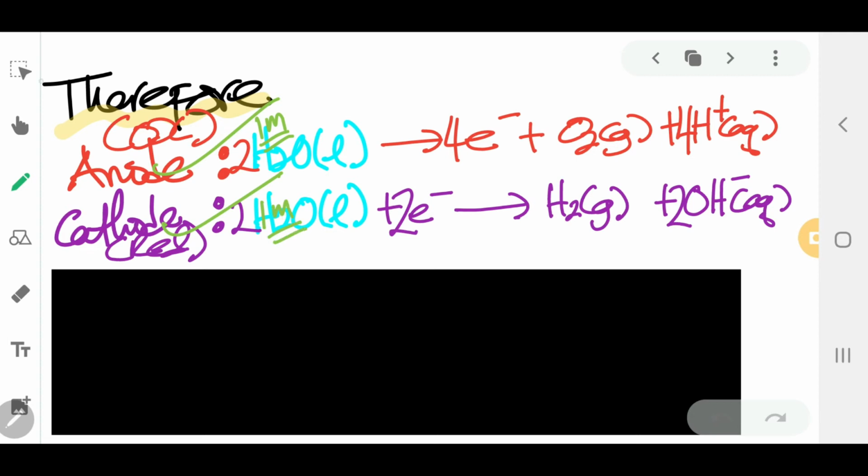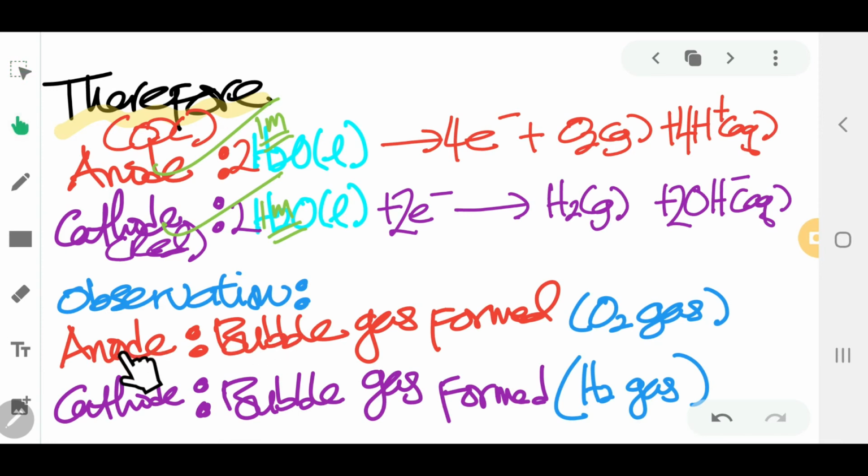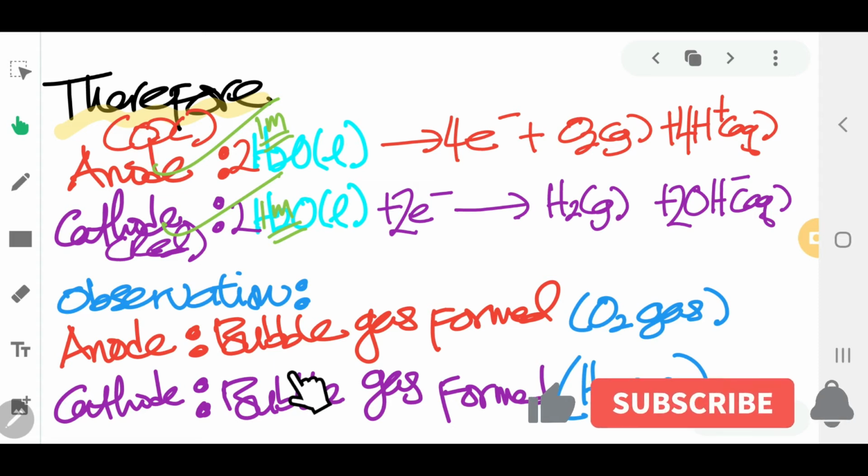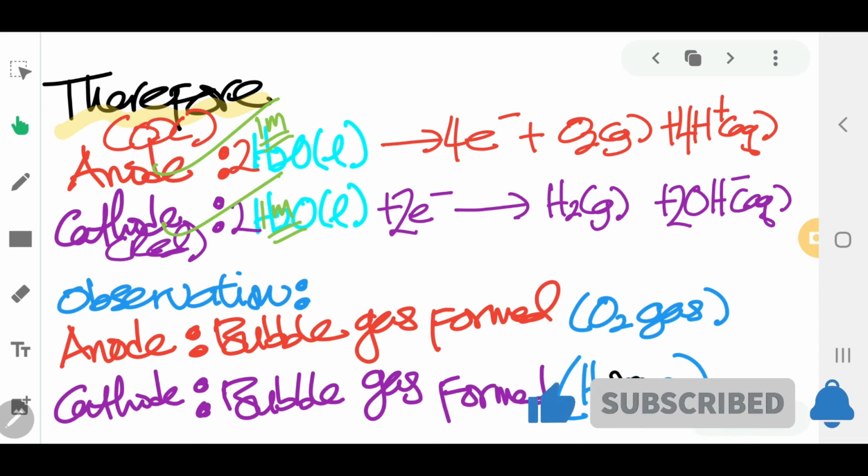And the third thing that you need to do is to write down the observation. So the observation will be: at the anode, bubbles of gas will be formed, and that will be oxygen gas. At the cathode, bubbles of gas will be formed as well when you electrolyze water molecules, and the gas at the cathode will be hydrogen gas.